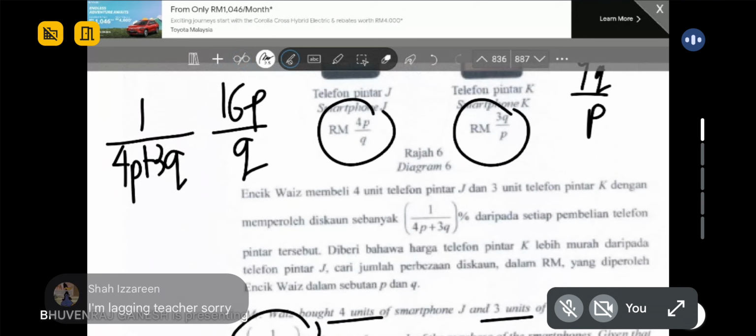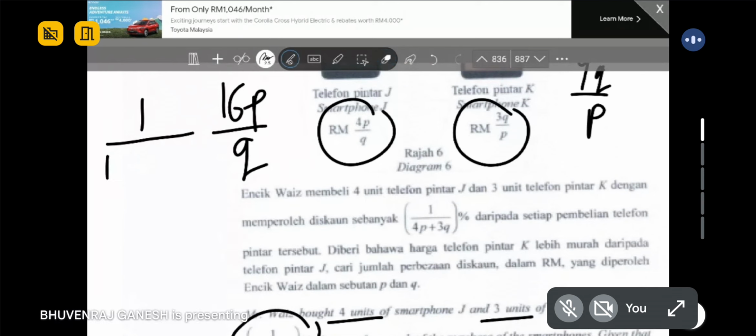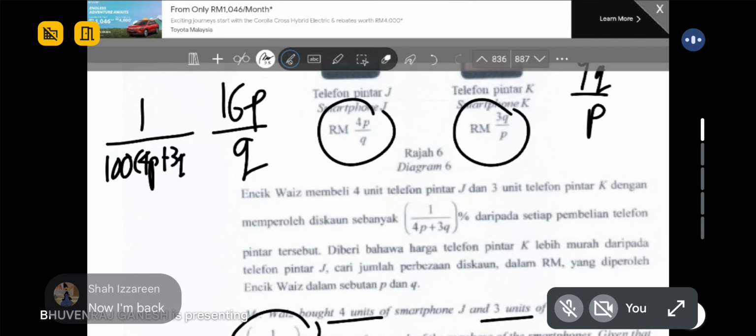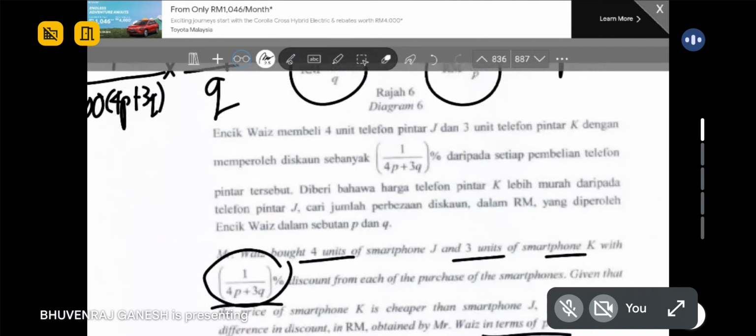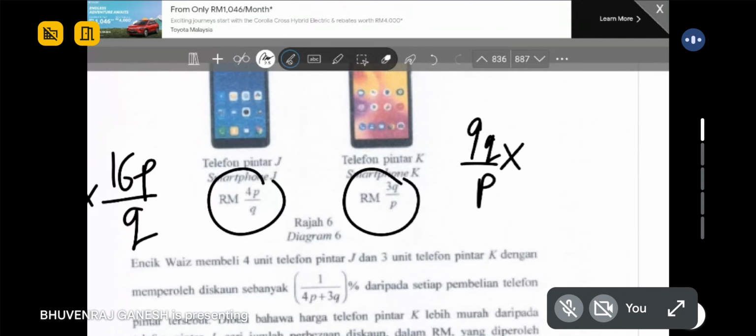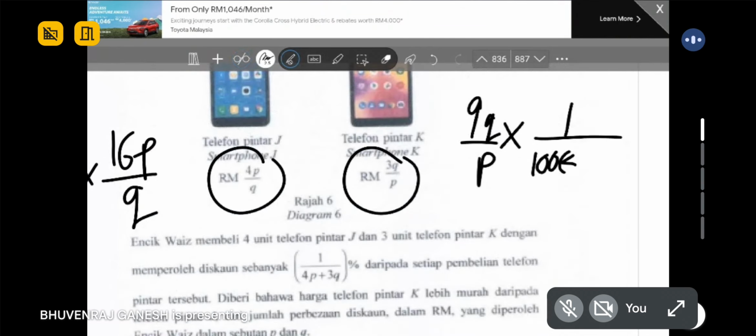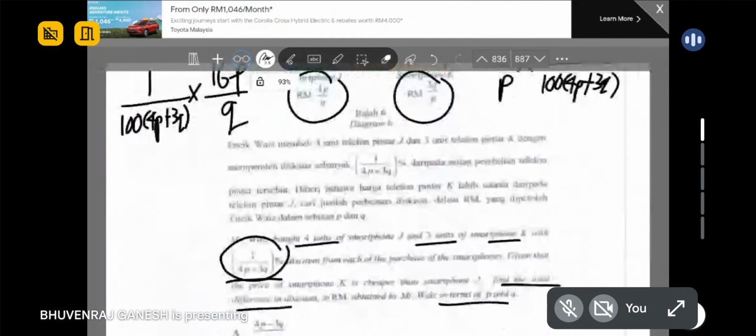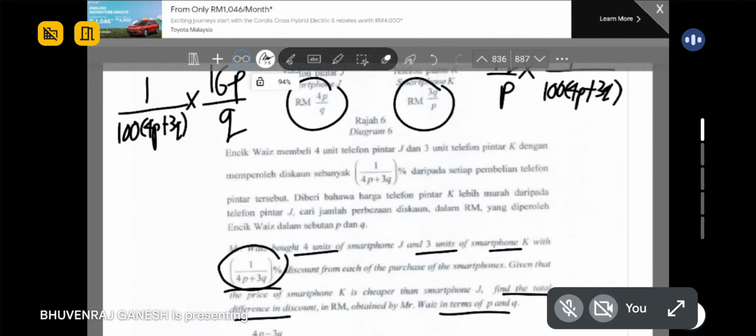So it means I put 100 here, guys. Okay, 100 at the bottom. 100 times 4P plus 3Q. Like this. Okay, alright, and then what else? Times, yeah, so this one is also the same. Times 1 over 100, 4P plus 3Q. So this is basically the discount, guys. The value of the discount. Okay, so then they ask you the total difference.